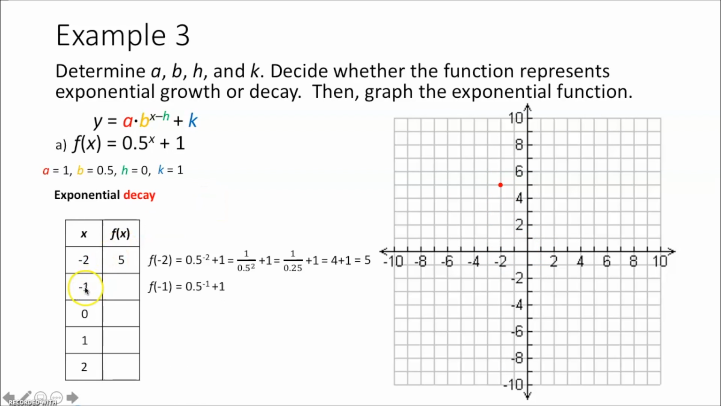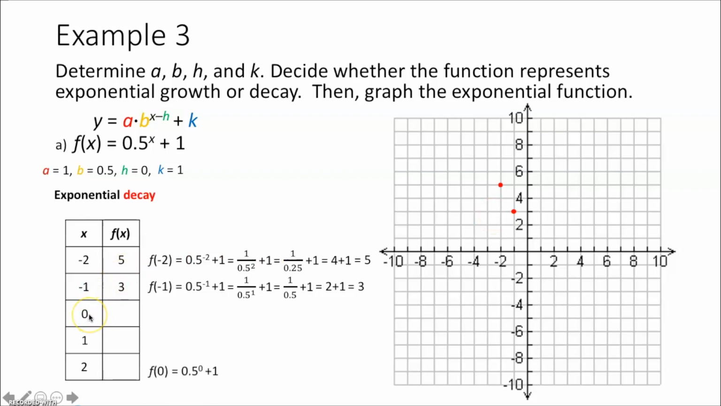Next, -1 we plug in. So if I were to plug in -1 here, 0.5 to the negative first power, to make this negative exponent positive, got to flip it, so it becomes 1 over 0.5 to the first. Now what is 1 over 0.5? That's actually going to be 2, and then I add that 1 at the end, so I get 3 as the y value that goes with my -1 x value. So I go over to -1 on the x-axis, up 3 to my y value, and I put a point.